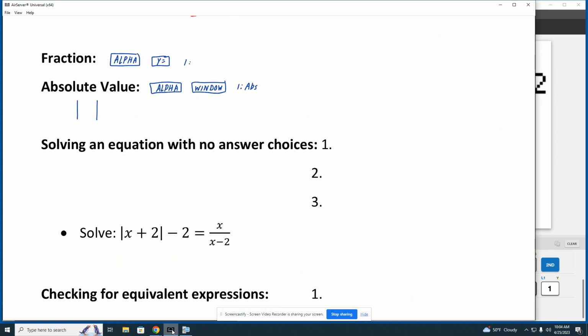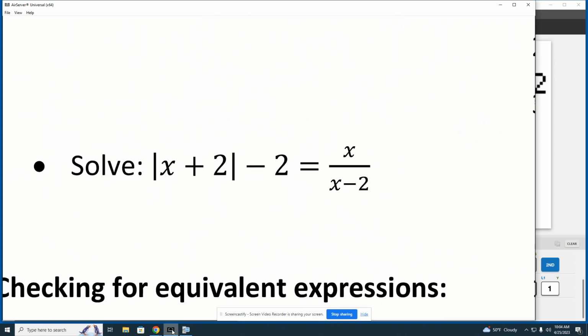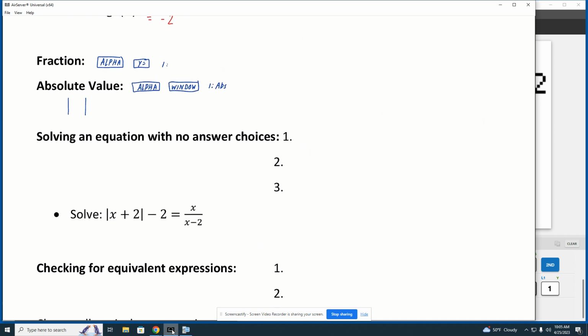Okay, here's a pretty cool one. If I want to solve an equation that has no answer choices, so look at this, guys. See how this is just an equation? Would y'all know where to start to try to solve this equation? You got the absolute value of x plus 2 minus 2 on one side equals x over x minus 2 on the other. Would y'all know where to start on that? Pretty tough, right?